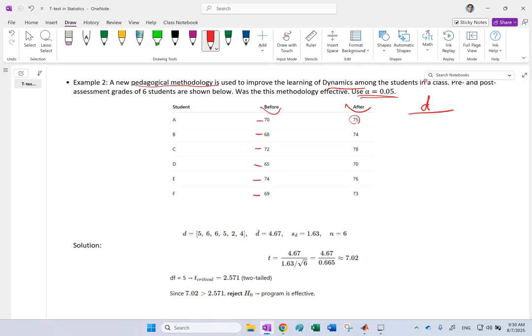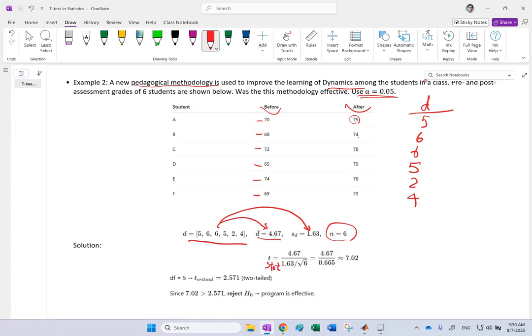right? So 75 minus 70, that's 5. 74 minus 68 is 6. This one is 6, right? This one is 5. This one is 2. And this one is 4. So these data here, their average is 4.67. Their standard deviation is 1.63. And of course, you have 6 data points. So from there, you calculate your t-stat.